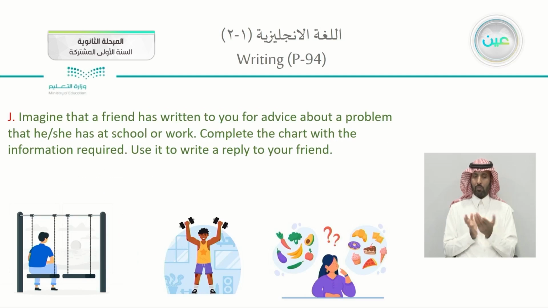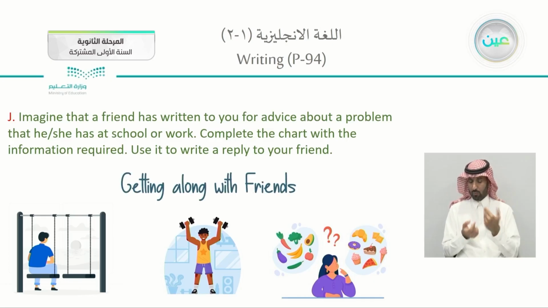Okay? Now in your books, page 94, we're having exercise J. Imagine that a friend has written to you for advice about a problem that he or she has at school or work. Complete the chart with the information required. Use it to write a reply to a friend. Let's imagine that we're having a friend who is having a problem, something common that we have already discussed together, the idea of getting along with friends.